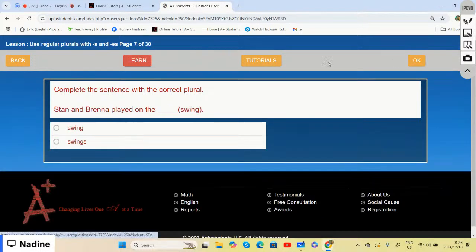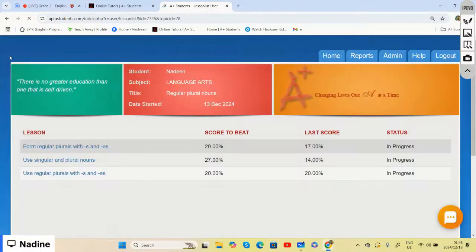All right, so this is now the end of our lesson on regular plural nouns. We had to use regular plurals with S or ES, specifically just S. Remember we said that nouns refer to people, places, animals, or things. Singular refers to only one person, animal, place, or thing. Plural refers to more than one person, animal, place, or thing. And in order for us to change our word from singular to plural, we just need to add an S to make that word plural to show that there's more than one of that specific word.